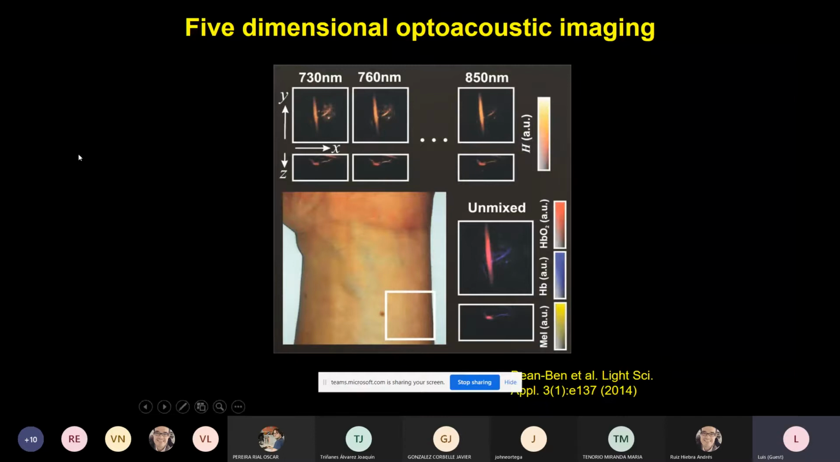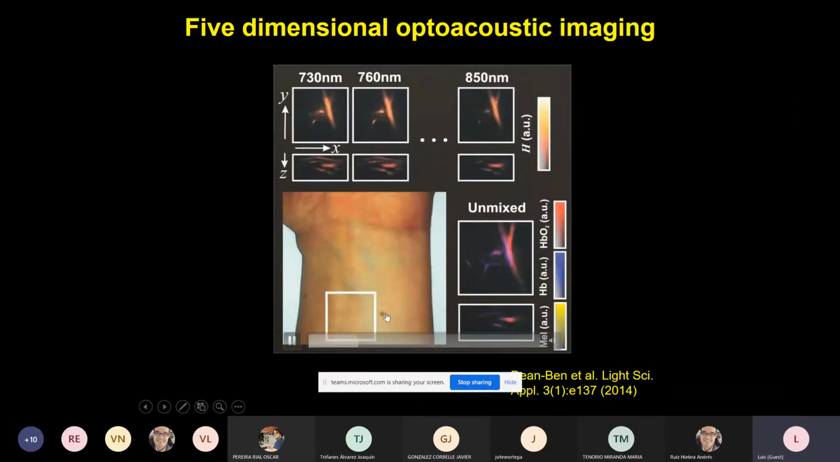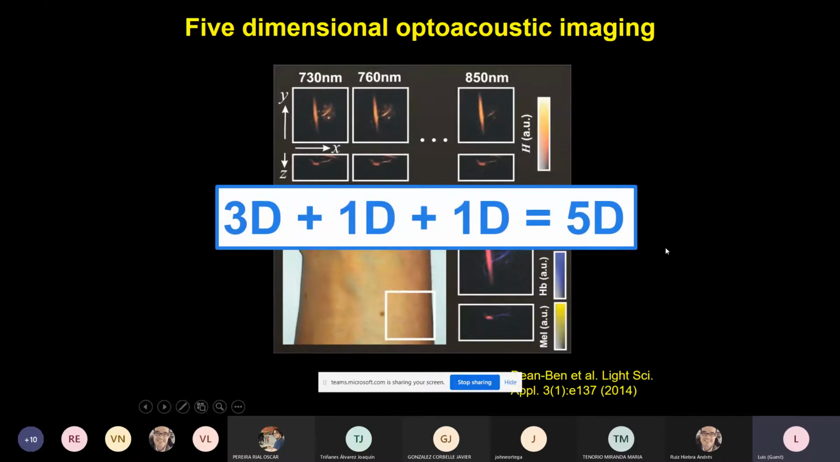And you see that we can provide the 3D image, but we can also change the wavelength, meaning that we have additional information, the wavelength content. And then if we do some processing, we can unmix, for example, oxygenated from deoxygenated hemoglobin, and also melanin that you see here, skin pigmentation, in brown in my skin and in yellow in the images. So on the one hand, we have a 3D imaging modality. We also have a time dimension, because this is real time, and we have this spectral dimension. So that's what we call 5-dimensional optoacoustic imaging.